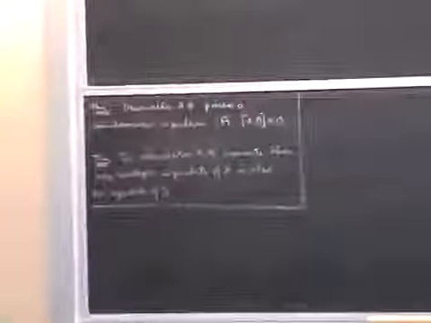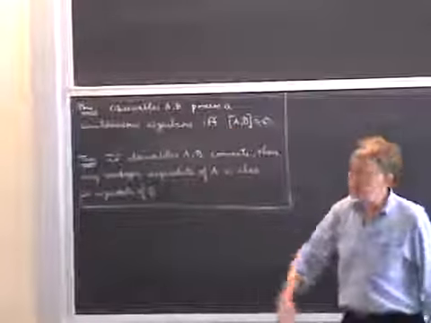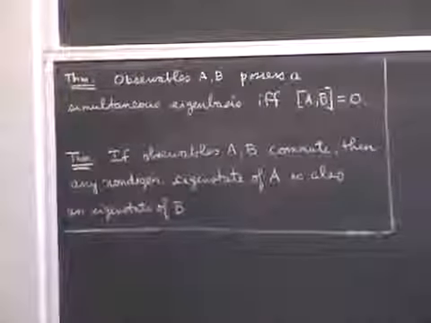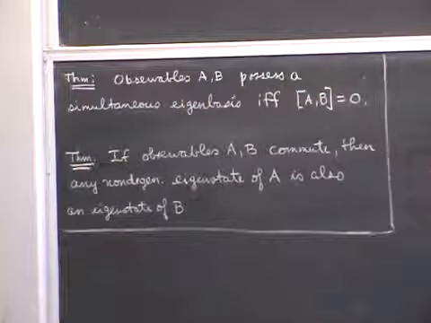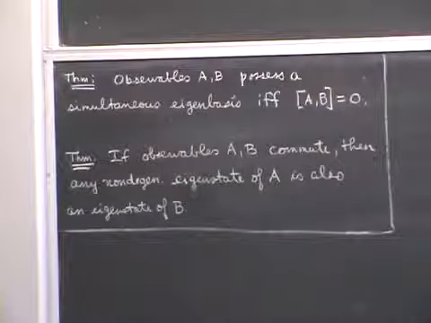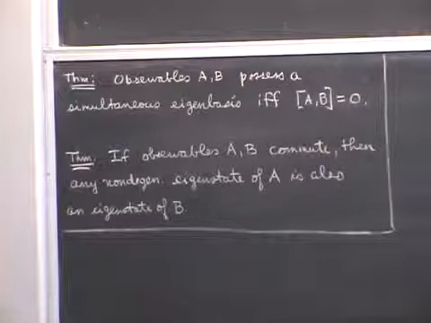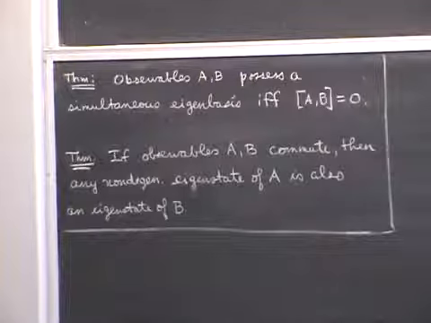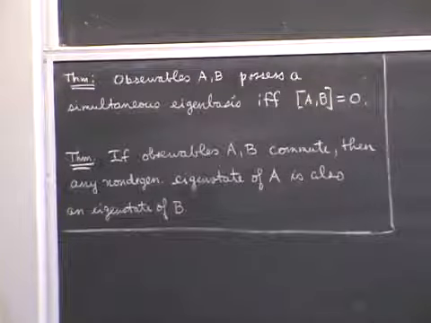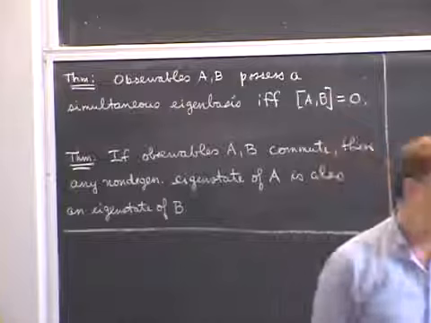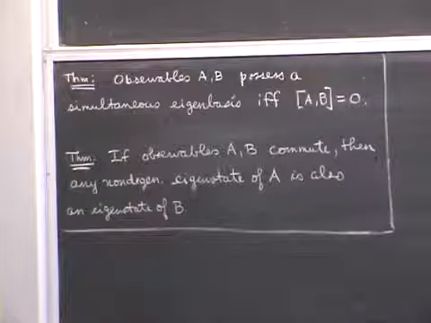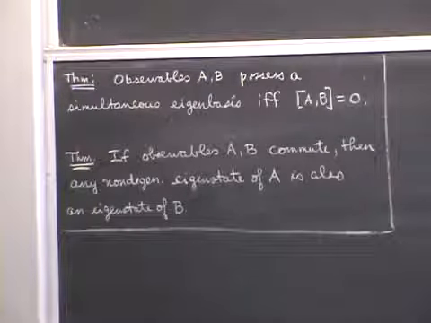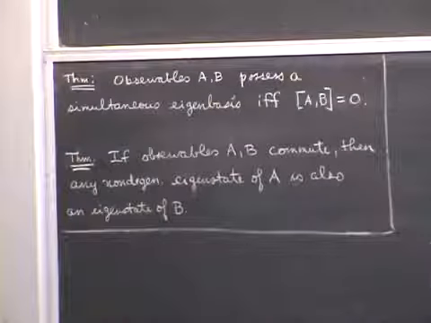I want to begin today by discussing these theorems, the two of them here. The first one I was telling you about at the end of the hour last time. It says that if you have two observables, I'll remind you that an observable is a complete Hermitian operator, A and B, then they possess a simultaneous eigenbasis if and only if they commute. Simultaneous eigenbasis means, first of all, a basis. Second of all, the basis vectors are eigenvectors. And third of all, they're eigenvectors of both A and B at the same time.